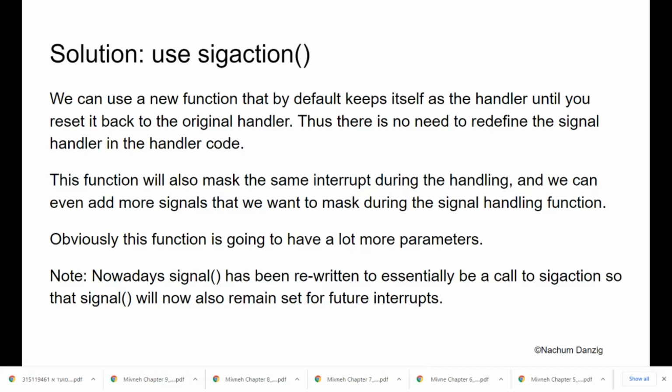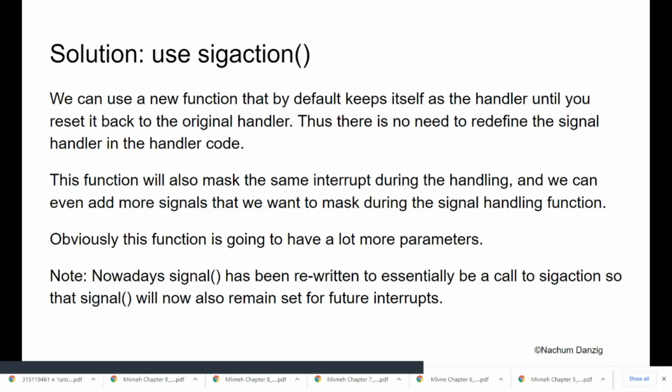Obviously, this function is going to have a lot more parameters because it does a lot of things. I can choose what I want to mask. I can also choose whether it will be permanent or only one time. Now I wrote as a note, nowadays signal has been rewritten to essentially be a call to Sig Action. So signal will now also remain set for future interrupts because signal no longer behaves the way it traditionally behaved. It now uses Sig Action.